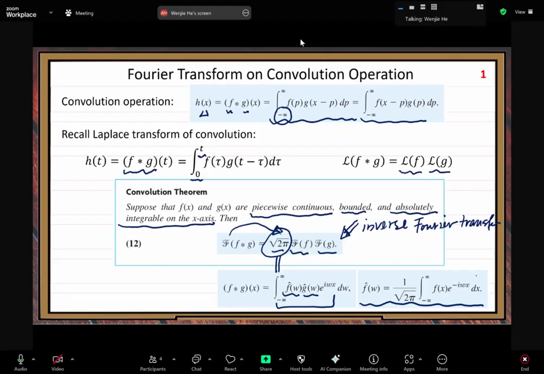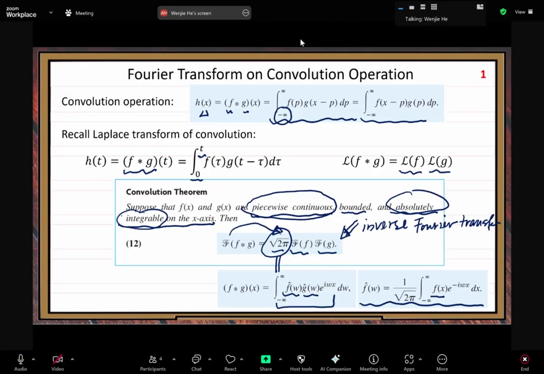We work on a function. What is this f function? If we look at it, this function is piecewise continuous, bounded, absolutely integrable, that kind of function. A nice function, good enough. So we say this function should be good enough, so then we can take the Fourier transform.